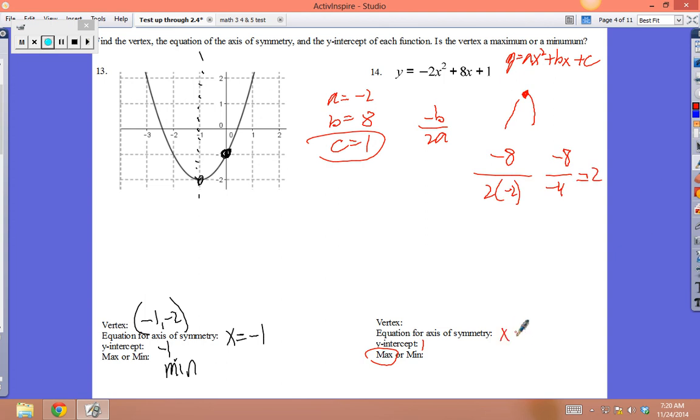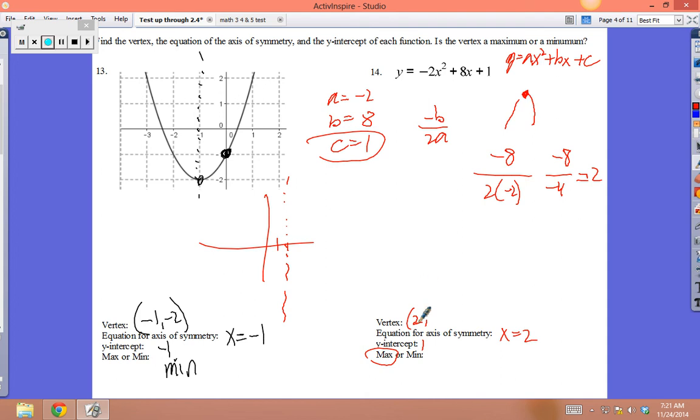So x is going to go through 2. Your vertex is halfway there. You know it's got to go through 2. So if you're looking at your graph, 1, 2, there's your line of symmetry. The vertex has to be at 2. I just don't know how far up or down.